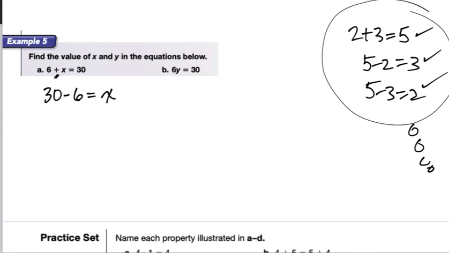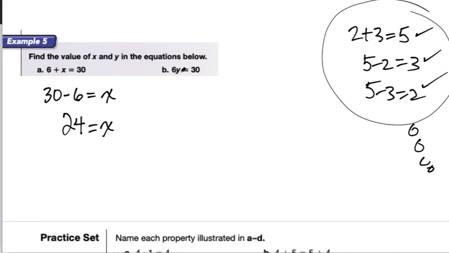So now I know that I'm going to take 30, subtract 6 to get x. I'm kind of doing the opposite here. 30 minus 6 is 24. And that's exactly what x is equal to. 24 plus 6 would definitely give me 30.